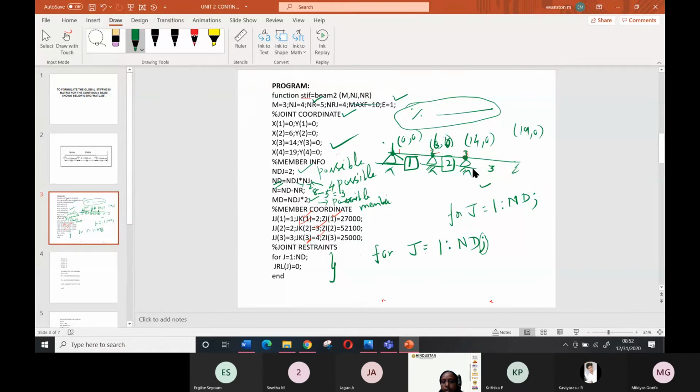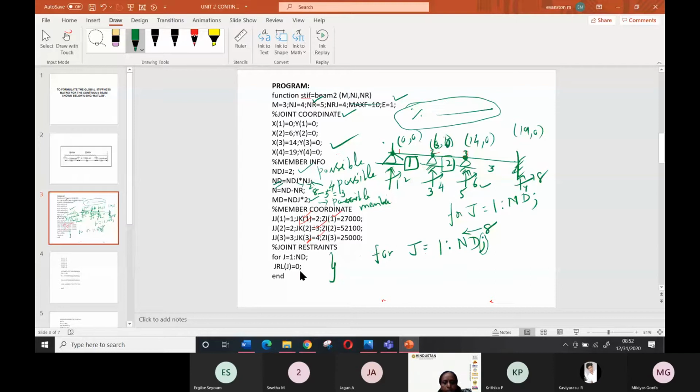We have numbered them, no? 1, 2, 3, 4, 5, 6, 7 and 8. So for j is equal to 1 to nd. Nd is the total number of possible displacements. So nd is equal to 8, up to 8.